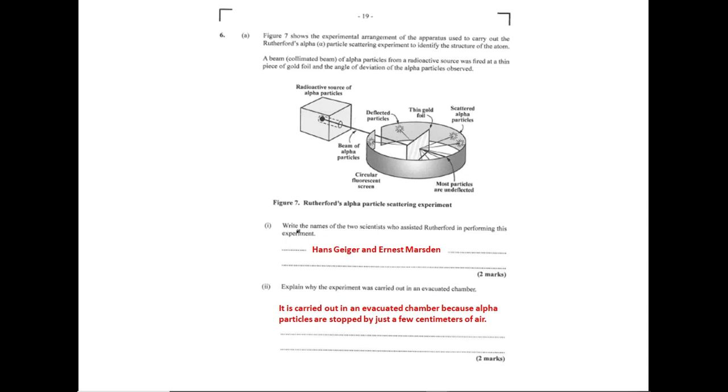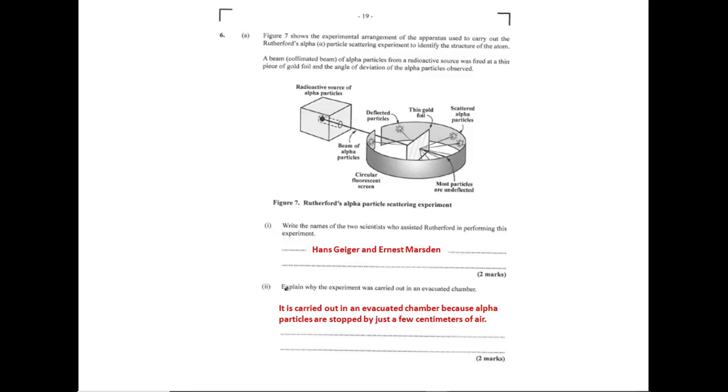Now it says, write the names of the two scientists who assisted Rutherford in performing this experiment. Could you imagine if you didn't know these names for two marks? Alright, so it was Hans Geiger. You don't have to write the first name. You could have just written Geiger and Marsden if you didn't remember the first name. But it's Hans Geiger and Ernest Marsden. 2 marks. Oh my god.